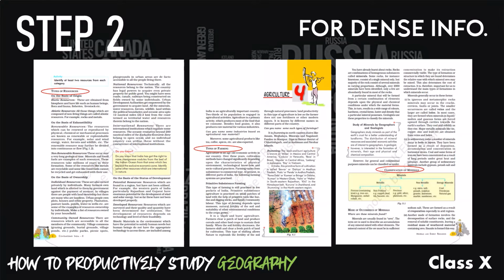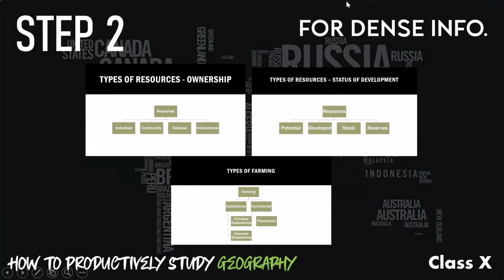Because especially in these textbooks, we see a common pattern in all the chapters, which is types or classifications. So in chapter 1, resources and development, we have types of resources. In chapter 2, we have types of farming. In chapter 4 we have types of farming, chapter 5 we have classification of minerals. So obviously, to make this better, we can create flowcharts or mind maps.